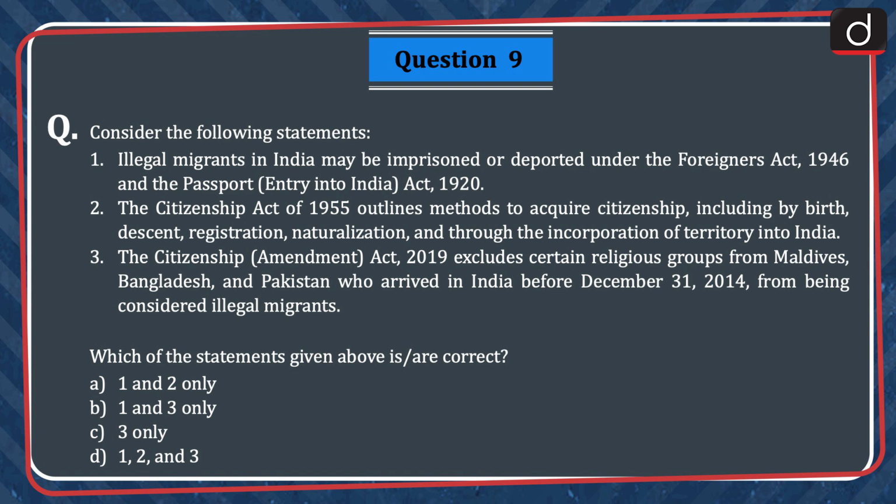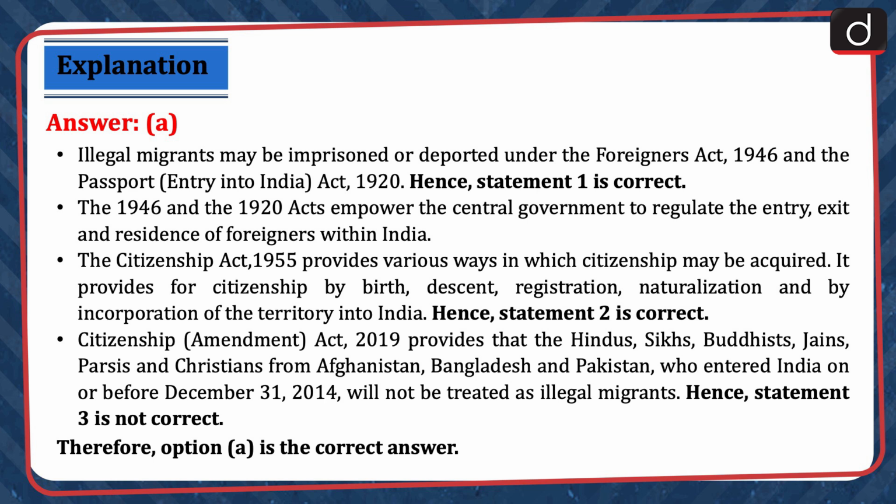The correct answer is option A, 1 and 2 only. Illegal migrants may be imprisoned or deported under the Foreigners Act 1946 and the Passport Entry into India Act 1920. Hence, statement 1 is correct. The 1946 and the 1920 Acts empower the central government to regulate the entry, exit, and residence of foreigners within India. The Citizenship Act 1955 provides various ways in which citizenship may be acquired. It provides for citizenship by birth, descent, registration, naturalization, and by incorporation of the territory into India. Hence, statement 2 is correct. Citizenship Amendment Act 2019 provides that the Hindus, Sikhs, Buddhists, Jains, Parsis, and Christians from Afghanistan, Bangladesh, and Pakistan who entered India on or before December 31st, 2014 will not be treated as illegal migrants. Hence, statement 3 is not correct. Therefore, option A is the correct answer.